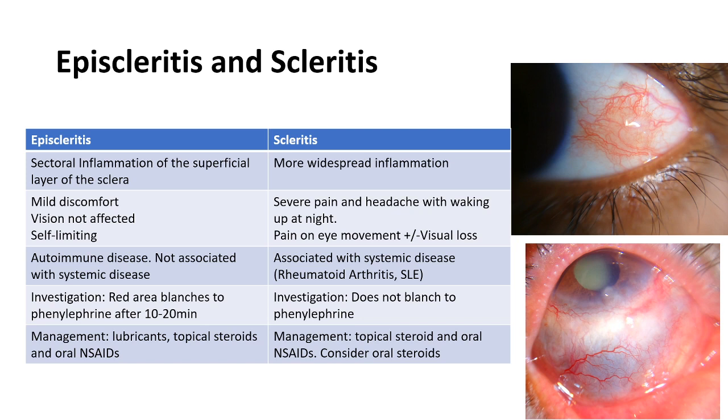Episcleritis and scleritis are inflammations of the sclera and the most superficial layer of the sclera, which is the episclera. Episcleritis is when only a small region of the superficial layer of the sclera is inflamed. It causes mild discomfort. It is self-limiting and the vision is not affected. It is caused by autoimmune conditions, and the management is with lubricants.